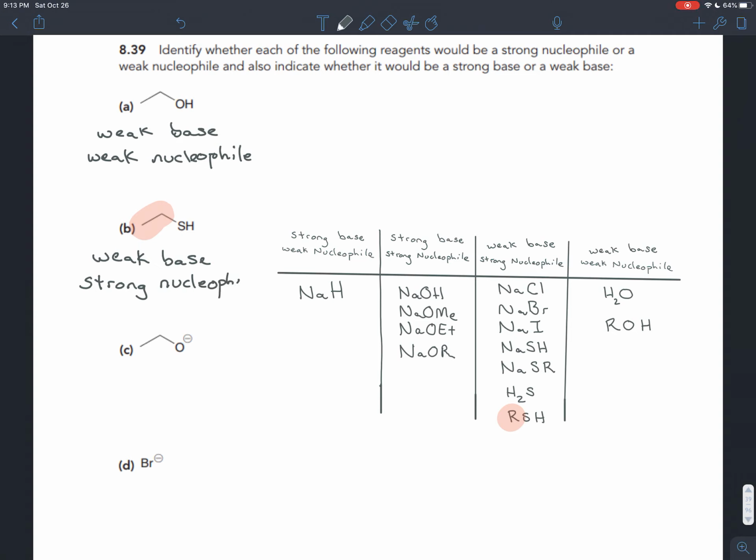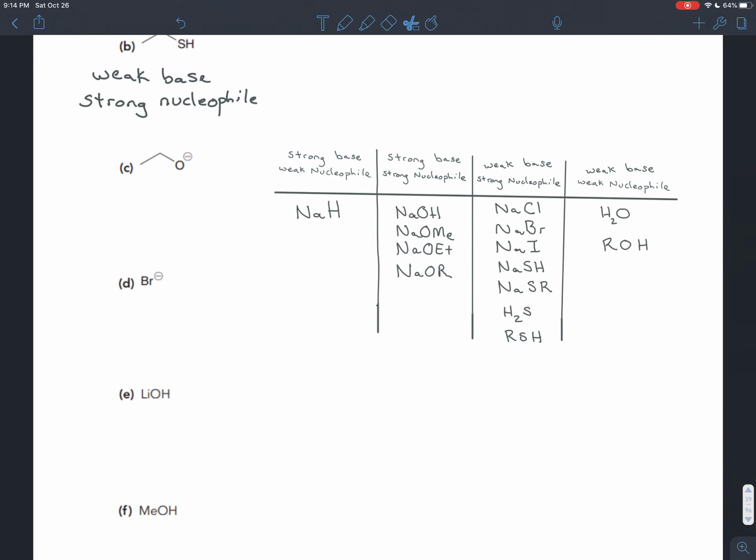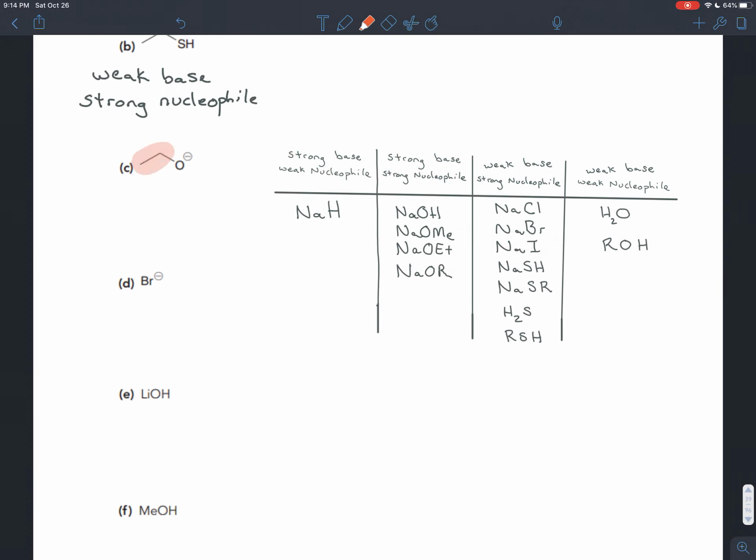Now you can kind of see that if elimination and substitution were competing, this molecule would do better with substitution because it's a strong nucleophile, but a weak base. And this next one, we have an R group, some carbon chain, and it's bonded to O-. Well, that's this right here. And in fact, this is ethoxide. Right? That R is the carbon chain, and then the O has a full negative charge. You know that because it's bonded to a sodium, which is a metal, and gives its electrons away. And so this is a strong base, strong nucleophile.